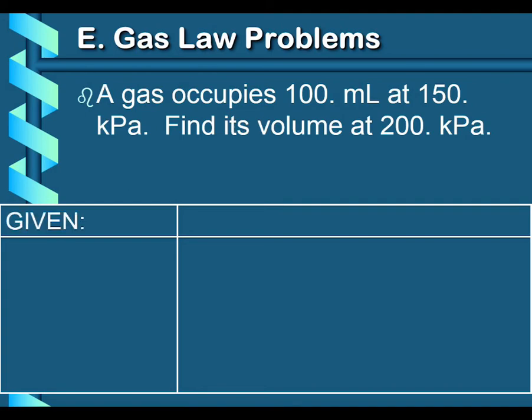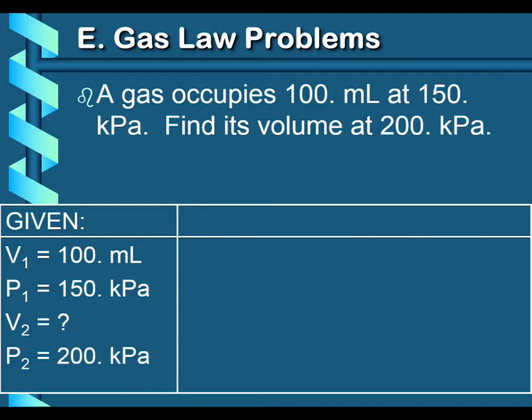So our given information, volume 1 is 100 milliliters. That's at the 150 kPa, so that first pressure, P1, is going to be labeled 150 kPa. We're looking for a second volume that's at 200 kilopascals, so the second pressure mentioned is 200 kilopascals. This is the only information I have, so I can see that temperature is held constant. That must mean we're dealing with Boyle's Law. Since temperature is constant, we're only dealing with volume and pressure.